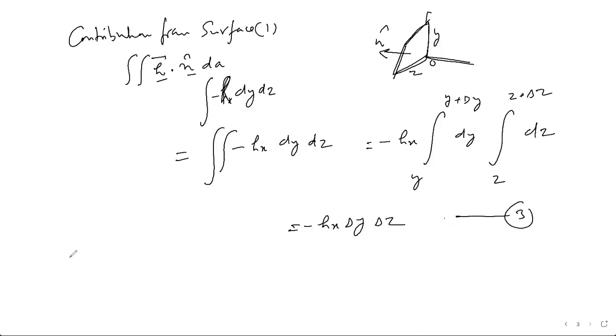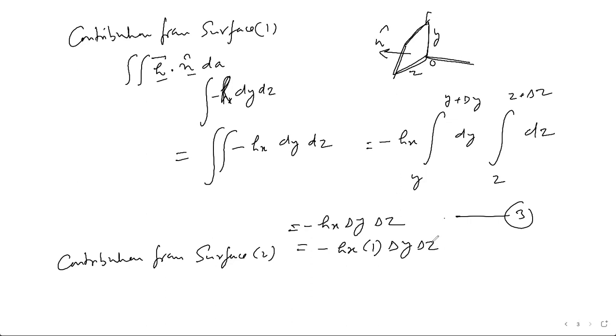Now, if I want to add the contribution from surface 2, the contribution from surface 2 will be what exactly? You can write this equation, hx. I write this for the sake of something that I'm just going to show you. So redefine this as equation 3 and call this equation 3. This is the first one, the contribution from surface 1.